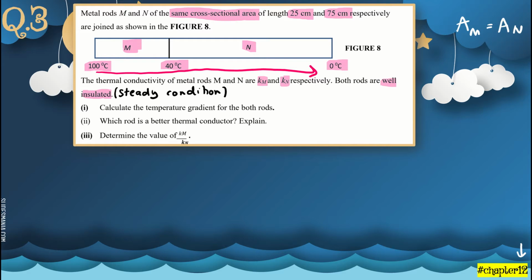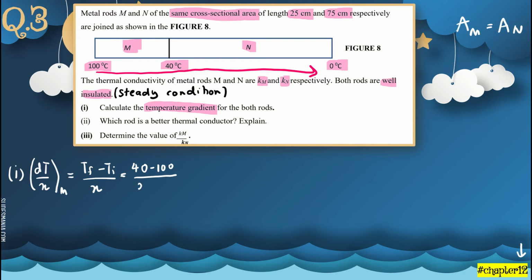So the first question is to calculate the temperature gradient for both M and N. Alright, the solution for the first question: we want to find dT over S for M and N. So this is for M. It is equal to T final minus T initial over S, the length. So it is equal to 40 minus 100, and the length for rod M is equal to 25 times 10 to minus 2 meter. The value is negative 240 degrees Celsius per meter.